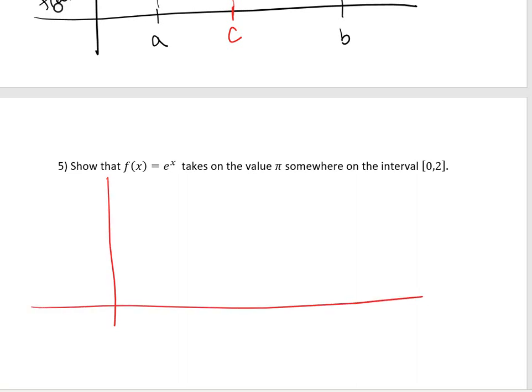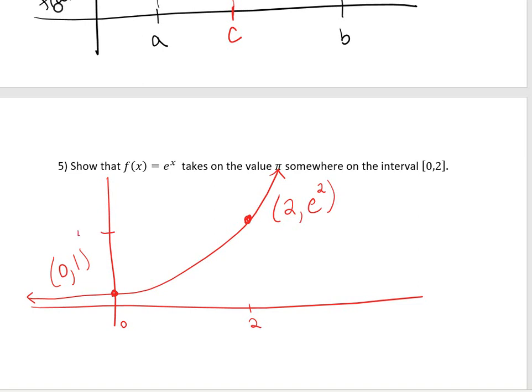So what e to the x looks like is something like this. At 0, I'm going to have the point 0, e to the 0, which is 1. And at 2, I'm going to have the point 2, e to the second, which is just a little bit above 4. What I want to do is show that this function takes on the value of pi somewhere between 0 and 2.